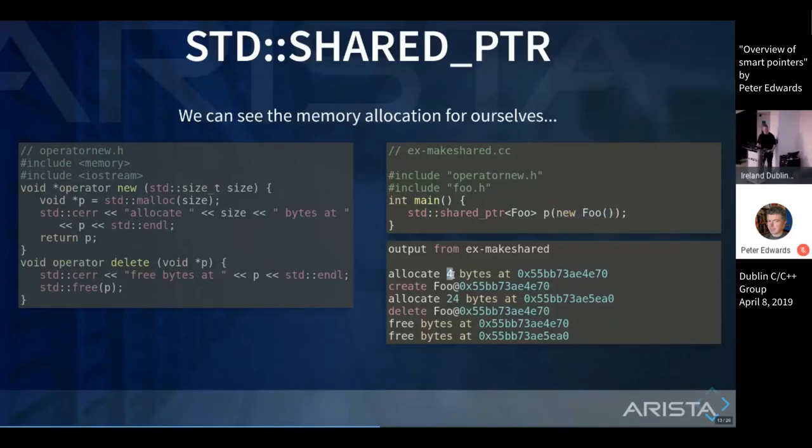We get our 4-byte allocation here. We then call the constructor for our foo object. And you can see that this pointer is the same as this one. And then we allocate a further 24 bytes, which is probably more than some people would expect here. And then eventually we just delete our object as everything goes out of scope. So that's our two heap allocations. The object that we allocated just had a single integer in it, so it's only 4 bytes in size. But the control block that has the reference count is 24 bytes. Right, so you can see there's quite an overhead to this.